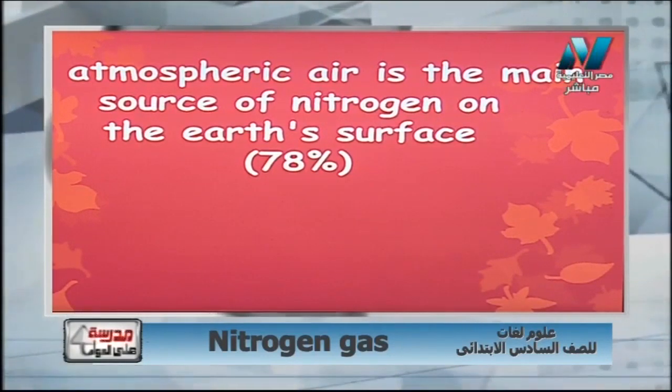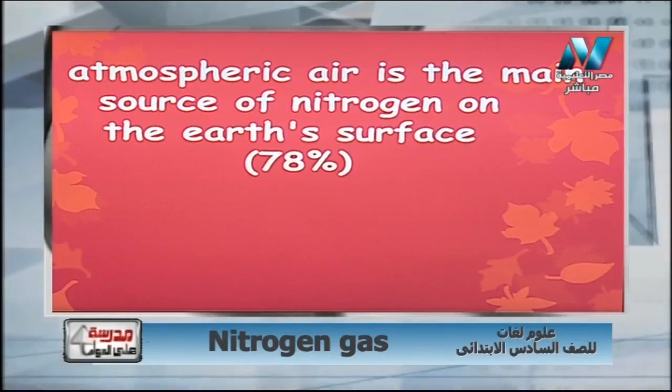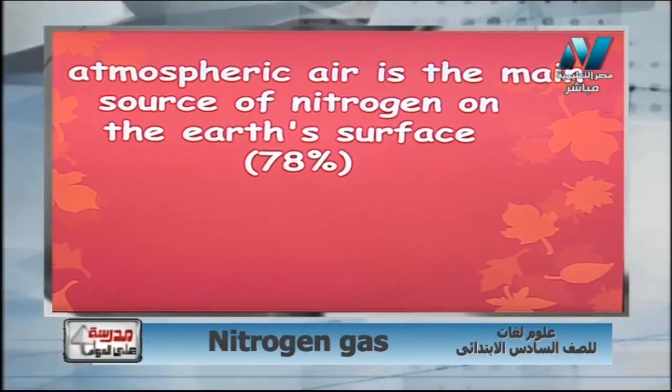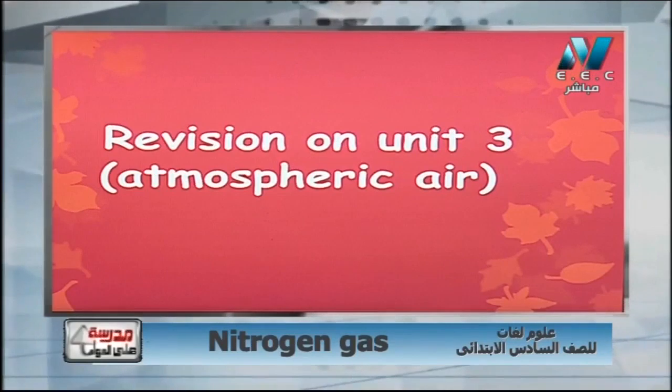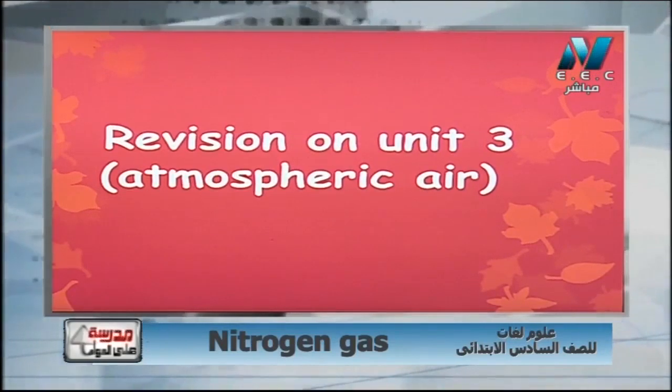Atmospheric air is the main source of nitrogen on the earth's surface with 78%. So now we will have a revision on unit 3. Imagine that, we have finished nitrogen gas. It was a very small lesson because, as we said, a big part of it was cancelled this year, especially this year, because we don't have much time. So now we will consume the rest of the episode.